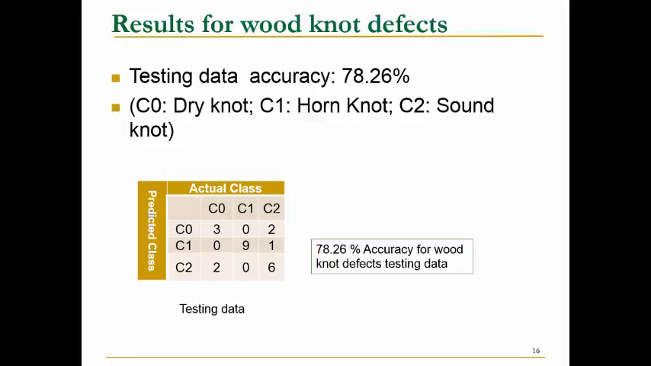Whereas for horn knot, 9 samples out of 10 samples are truly classified or detected as horn knot, and 1 sample is detected as sound knot in case of horn knot. Whereas for sound knot, 6 samples are truly classified or detected as sound knot, and 2 samples out of 8 samples are falsely detected as dry knot. 78.26% accuracy for wood knot defects testing data.